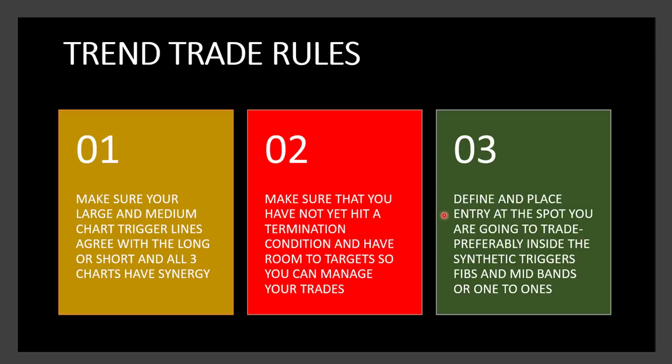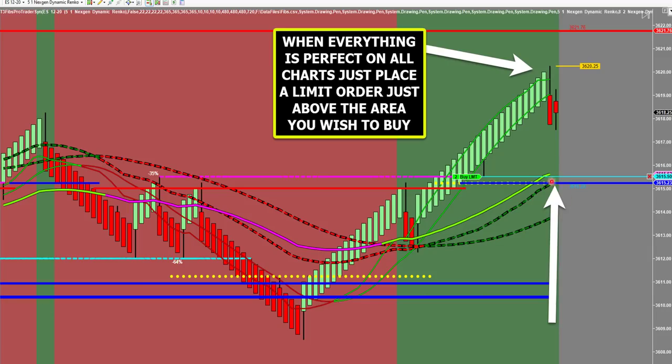You're defining and placing an entry, a limit order entry at the spot you want to trade. And we want to do it at some type of support, mid bands, 1-to-1s, some type of line that gives us an advantage. So when you're looking at the market, the idea is that we're going to buy low. So what we need to do is place a limit order to buy just above the support that we have as our trading rules.